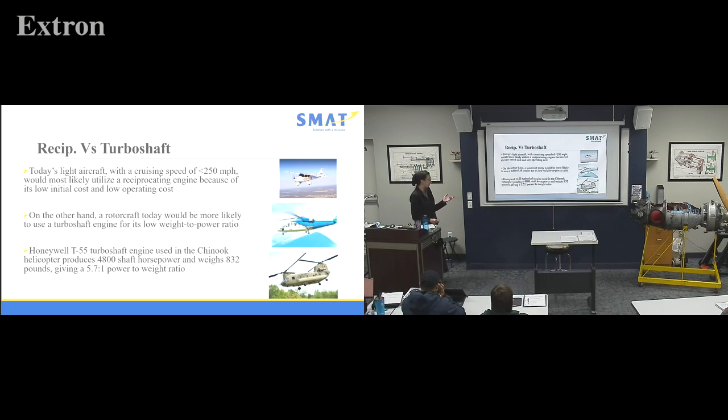So an example, the Honeywell T55 turboshaft on the Chinook helicopter produces 4,800 shaft horsepower.